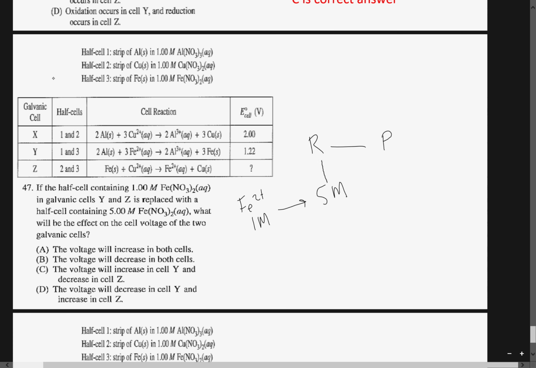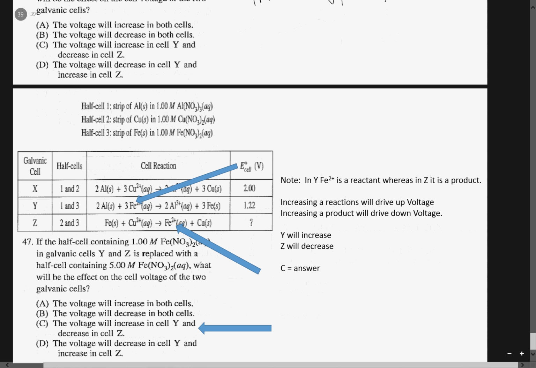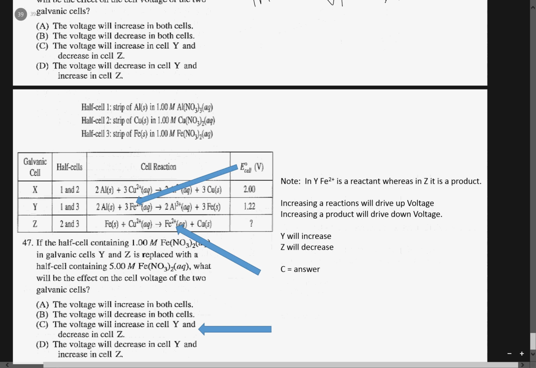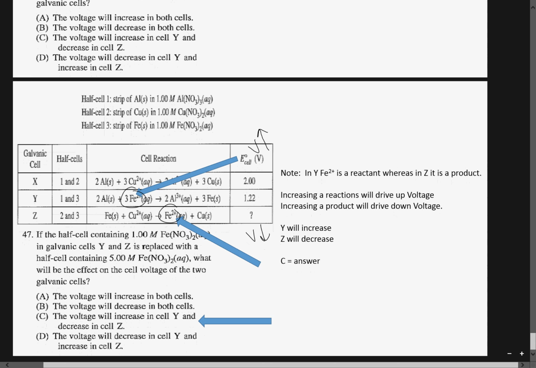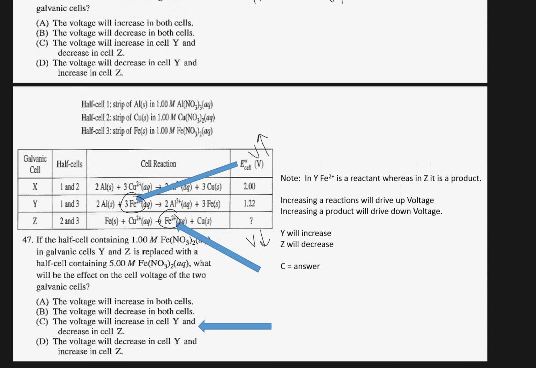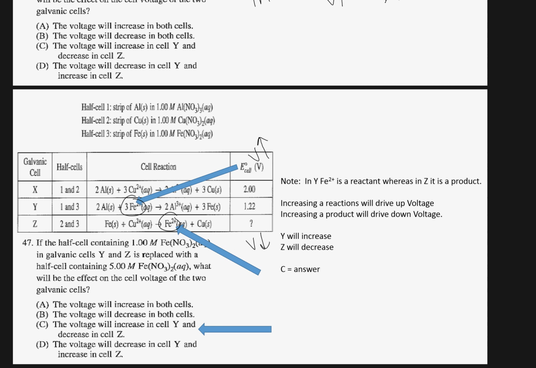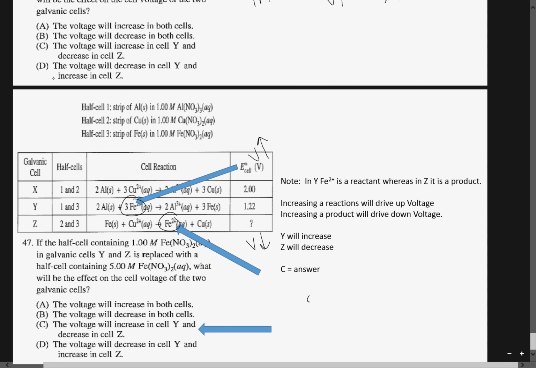Increasing the concentration of a reactant is going to cause your voltage to increase. Increasing the concentration of a product causes your voltage to go down. And if you notice in the Y equation, the Fe2 plus is a reactant, so this will cause the voltage to go up. And in the Z, it is a product which causes the voltage to go down. All right, so that would be, I think, letter C. Okay. And that comes to the end of our questions. This is big idea number 3. Thank you very much.